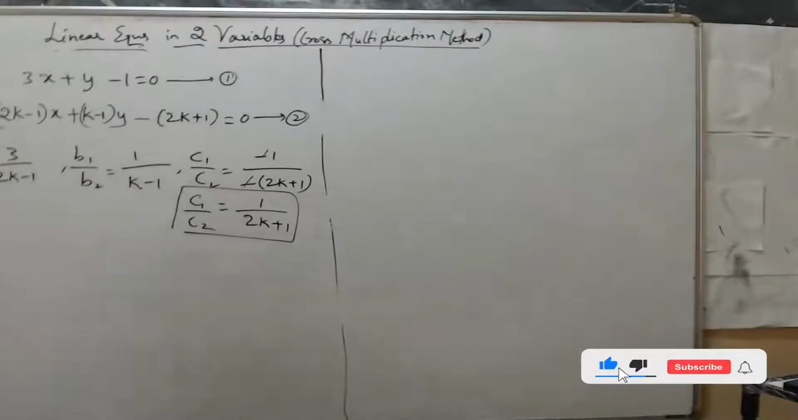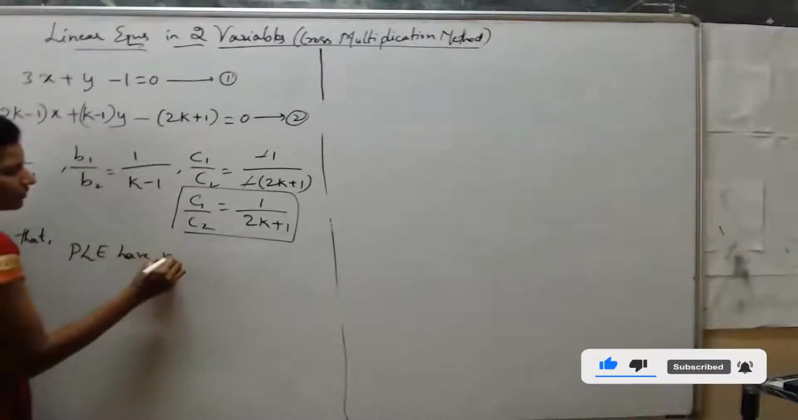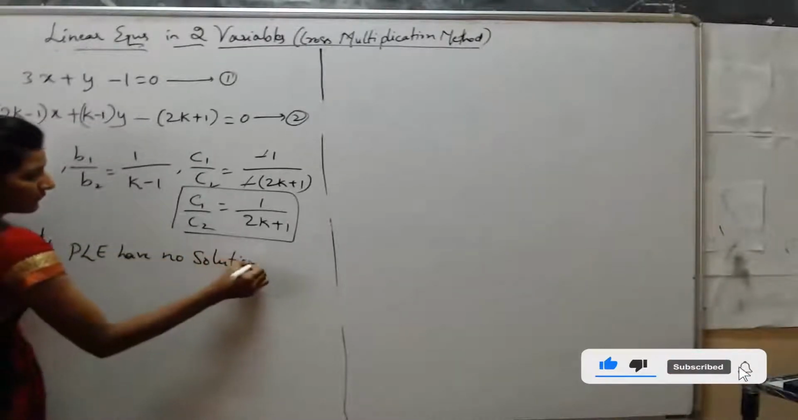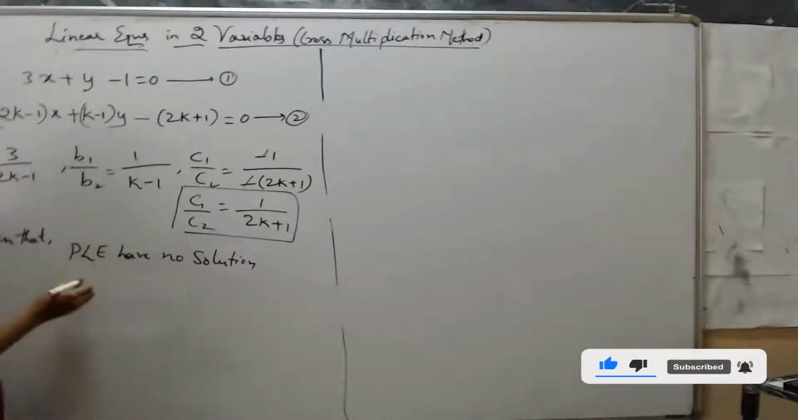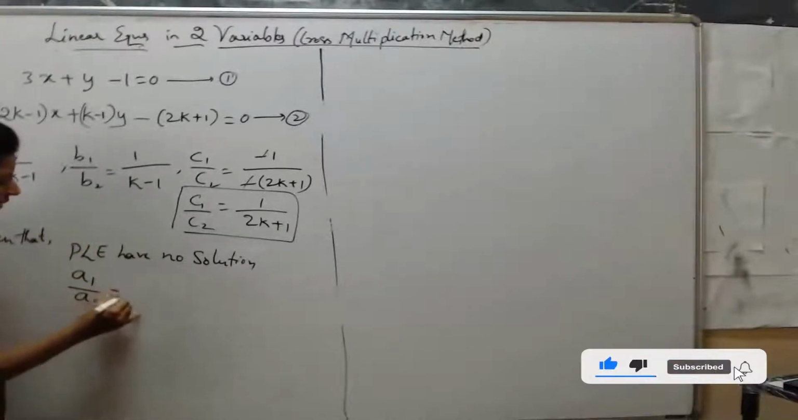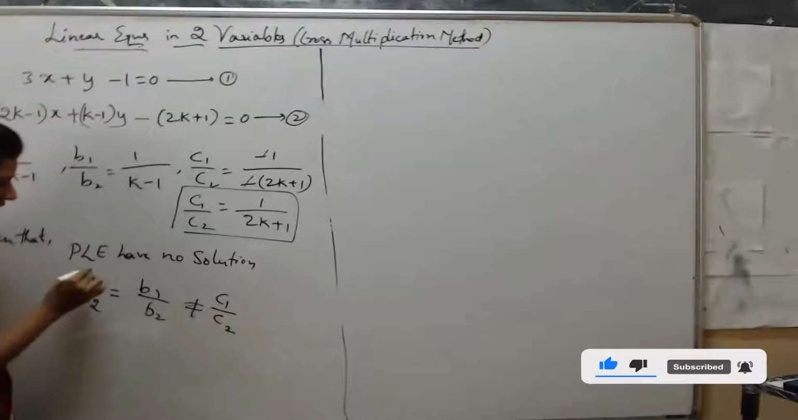Next, again, what we have to do here? Same thing what we have done, but here we have to compare only these two, because given that the pair of linear equations have no solution, therefore what is the condition? a1 by a2 is equal to b1 by b2 but not equal to c1 by c2. So we have to compare only these two. You will get the k value.